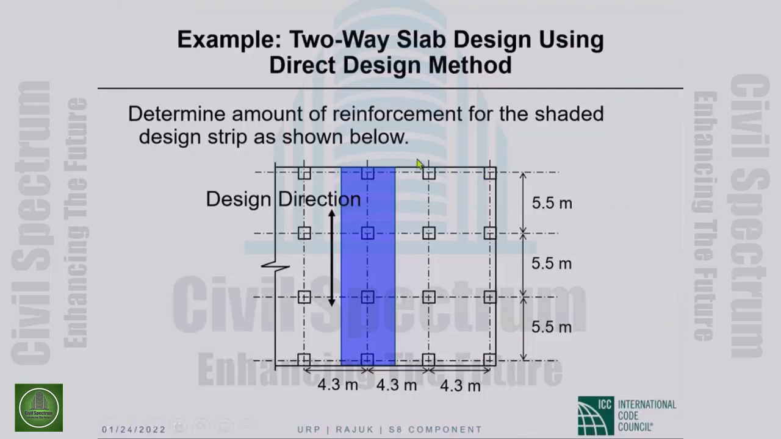Okay. So this is a slab column structure, 5.5 meter span in one direction, 4.3 meter span in the orthogonal direction. We will design the blue slab strip running in the up and down direction, which is the direction of analysis. Okay. So the strip that is in blue is what we will design, centered on an interior column line.